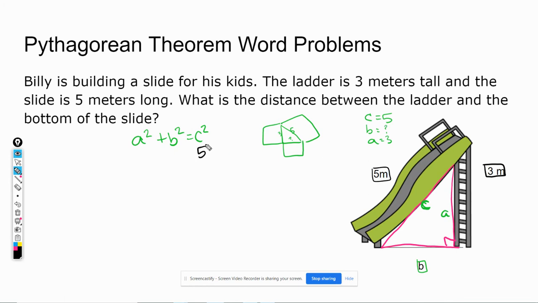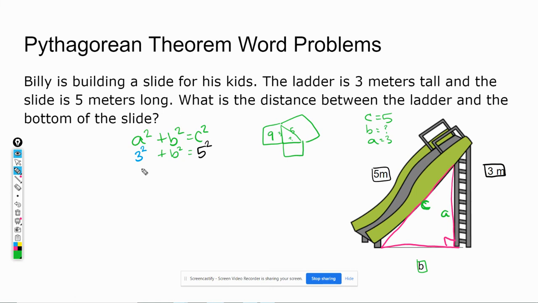So 5 goes with the C. I know that the A goes with the 3. Don't forget your squared. And then we're going to be solving for B. So I'm going to write plus B squared equals. So the reason that I write this is to help me remember that I have to square it.